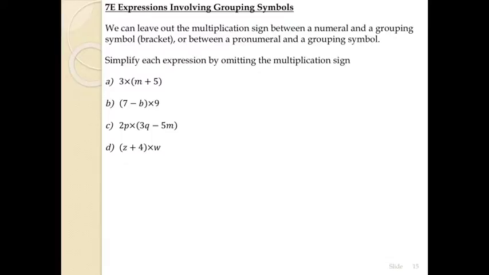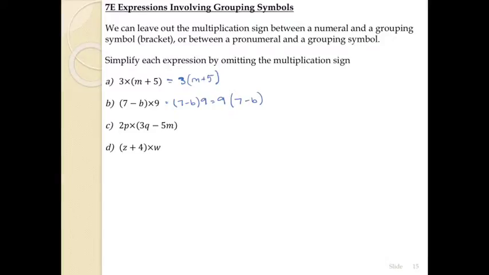If we have a look here, we've got 3 times m plus 5. That can simply be written as 3 outside of m plus 5. It's that easy. Now, just as previously stated, we have some rules about the way that we write things, and generally speaking, where we've got 7 minus b times 9, we could write it as 7 minus b and then the 9, just dropping that multiplication sign. But what we really should do is put the number out the front and then do our 7 minus b.